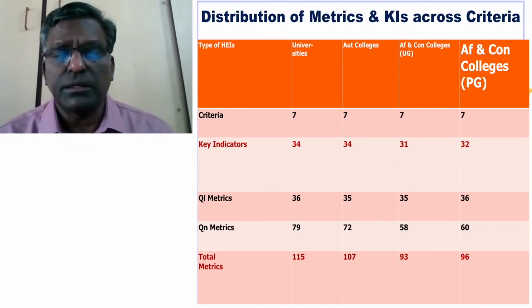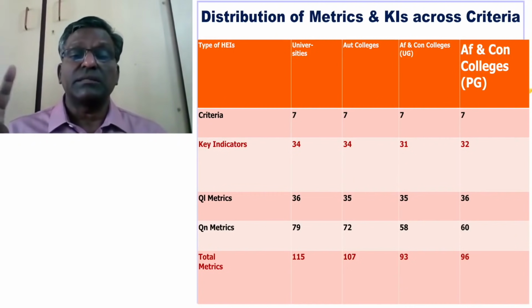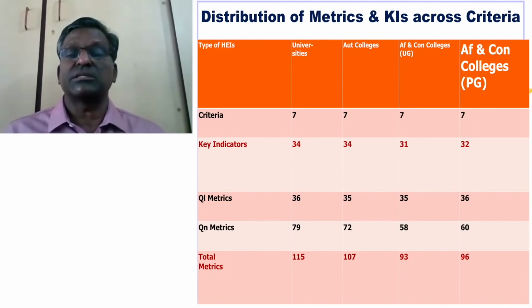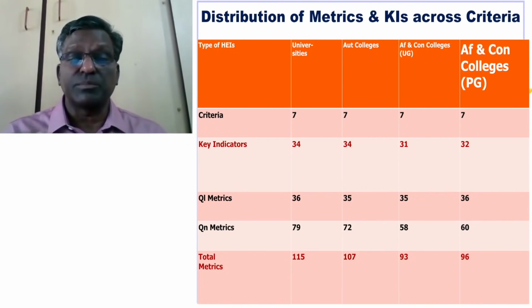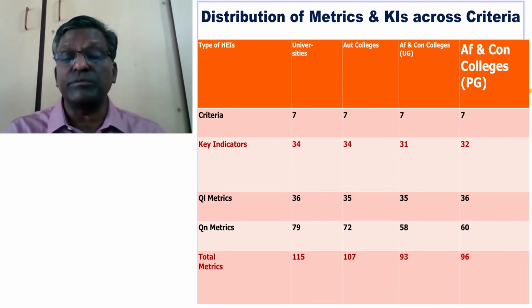Now, please take a look at this slide. This slide is very important because, as I said earlier in my opening remarks, there are 3 key concepts with reference to NAAC assessment and accreditation. Okay, so please look at the first column, the first row. It talks about criteria. So, there are 7 criteria. And what are the 7 criteria? My previous 2 slides have talked about the 7 criteria.